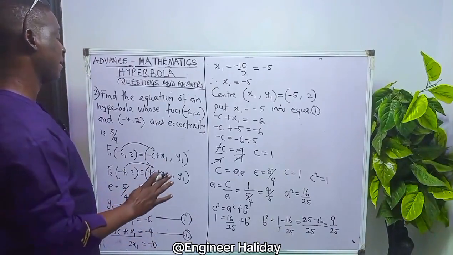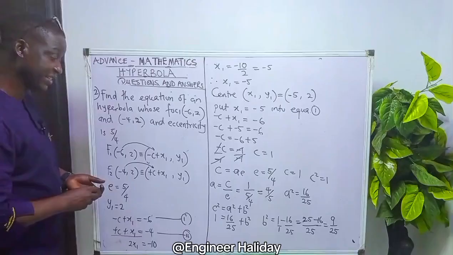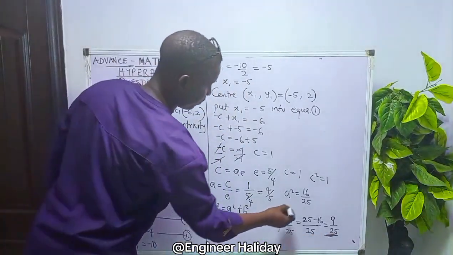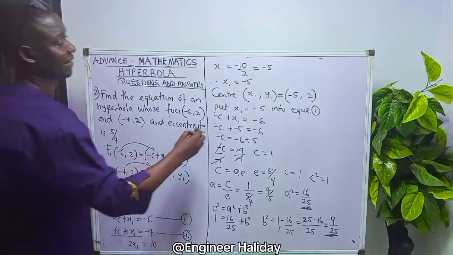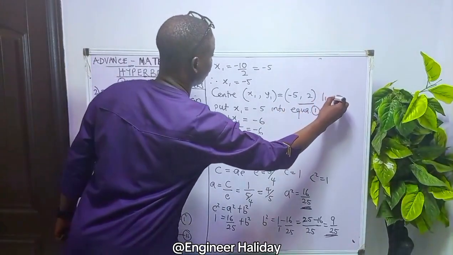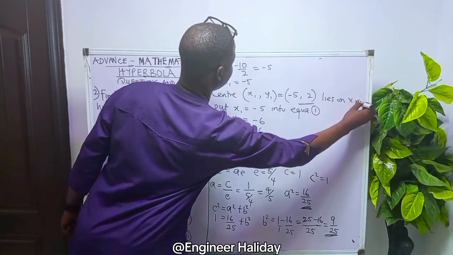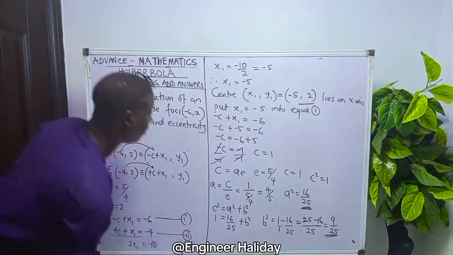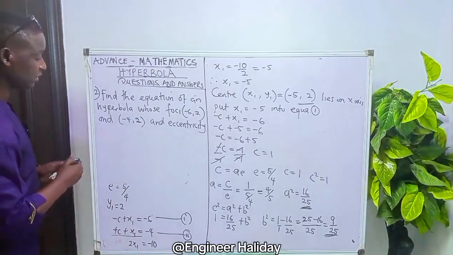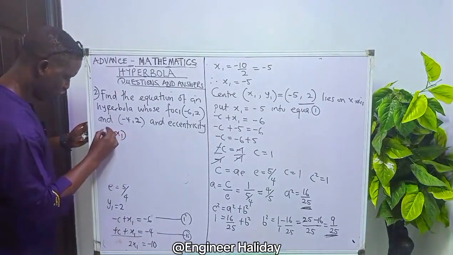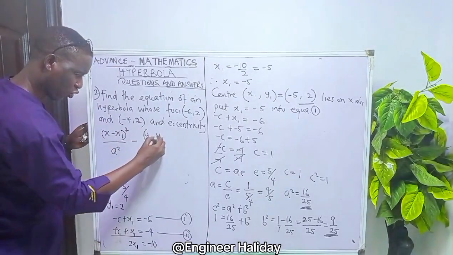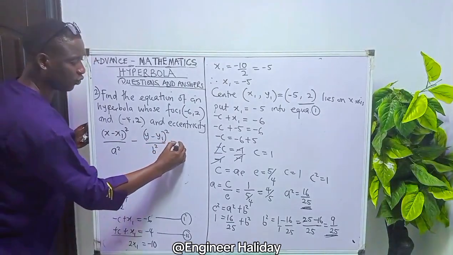Now since we have gotten our b square, it makes the work very easy. We know our b square, we know our a, and we know our center, knowing fully where it lies: on the x-axis. It makes the work easy. So when we want to write the equation now, we want to finalize it. We write our equation as x minus x1 all square over a square minus y minus y1 all square over b square equal to 1.